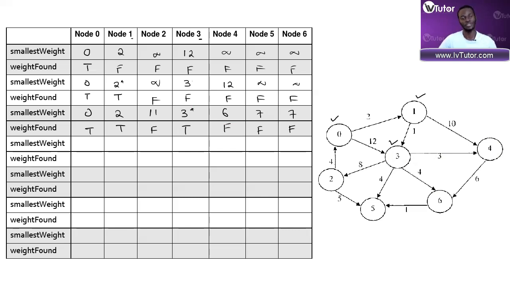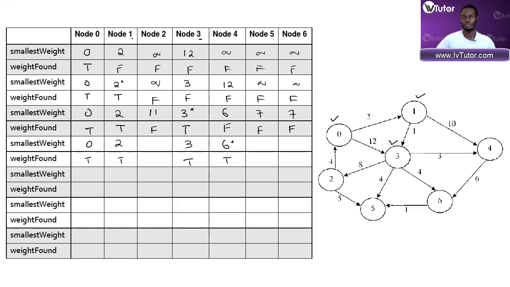Next iteration, copy everything that's true. So you can see it's this repetition. Once you get the rhythm, you just keep doing it. So I go 0, true, 2, true, 3, true. Among those that are still false, which one is the least weight? It's node number 4 with a weight of 6. Keep this one down, make it true.